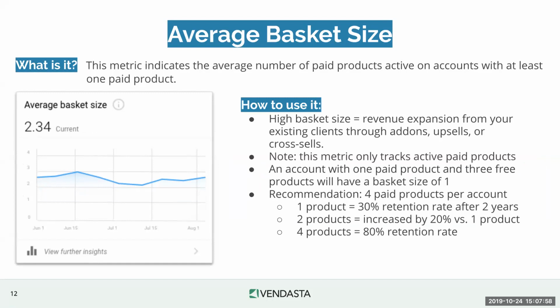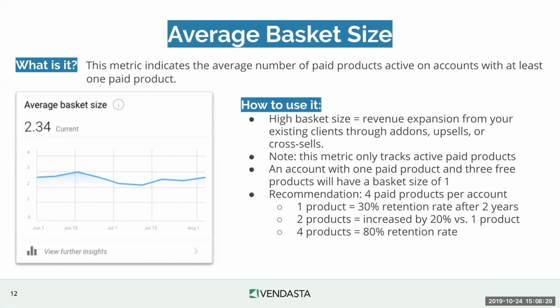So how do you use it? Basically, if you have a high basket size, this means that you have revenue expansion from your existing clients through add-ons, upsells, or cross-sells, or maybe even offering products in packages. Note that this metric, as I mentioned, only tracks active paid products. So what does this mean? An account with one paid product and 3 free products will have a basket size of just 1. And we usually recommend 4 paid products per account.